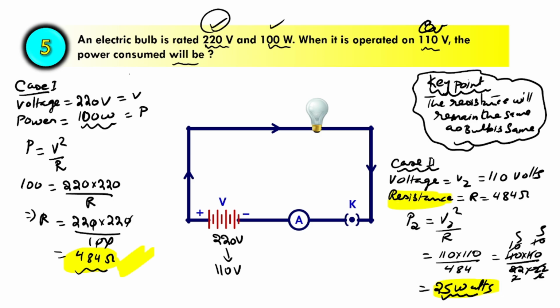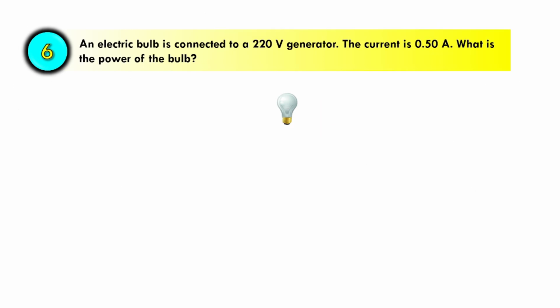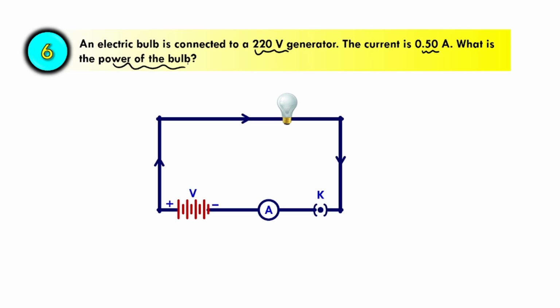Right? Okay. The next question is rather very easy. An electric bulb is connected to a 220 volt generator. The current is 0.5 amperes. What is the power of the bulb? Okay, the power of the bulb. So voltage is given, beta. How much is it? 220. What is the current which is given here? It's 0.5 amperes. All that you have to do is to calculate the power of the bulb.